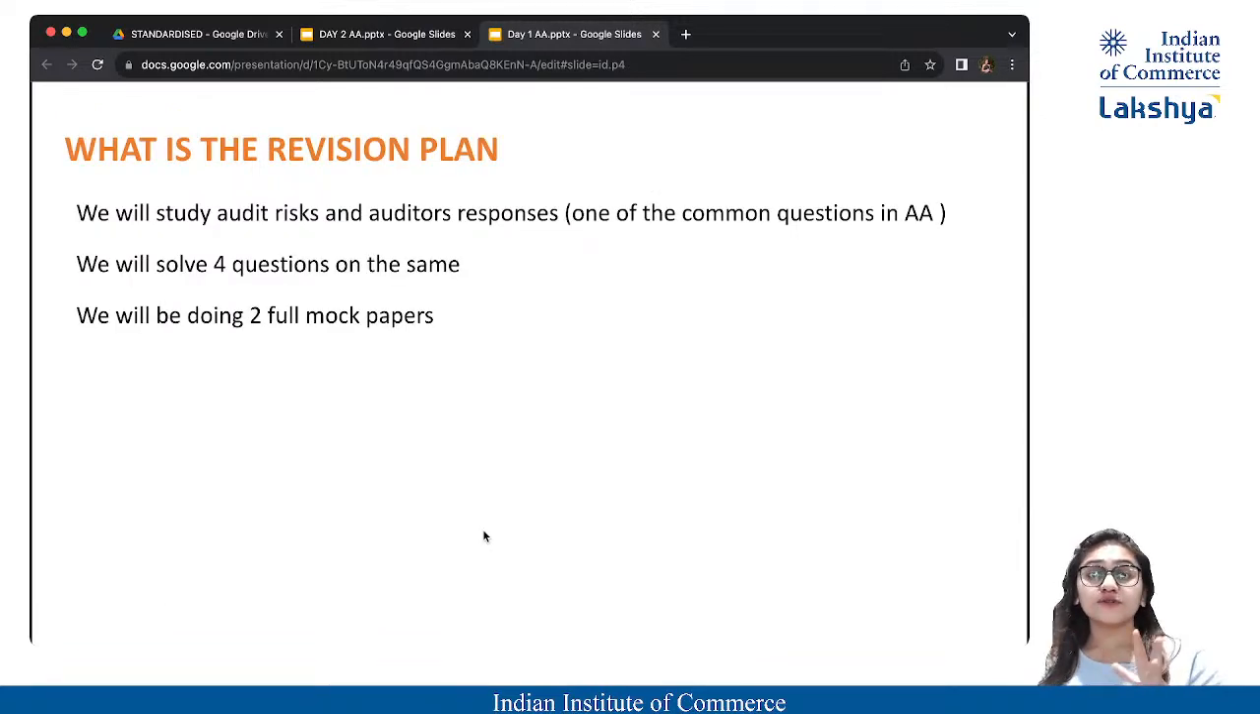So now a lot of you might have a question: what is the revision plan about? What is this quick recap that is happening, the quick AA recap for September 2023 exams.